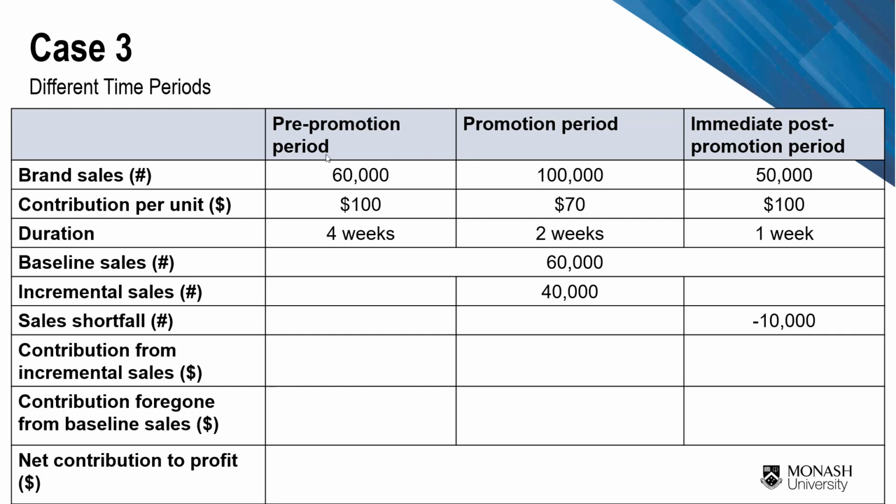So you can see that now in the pre-promotion, there are 4 weeks of pre-promotion. And then in the promotional period, it's just 2 weeks. And the immediate post-price promotion will be 1 week. So how are we going to work this out?